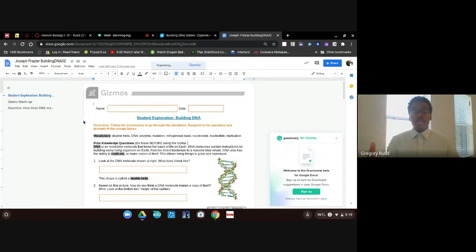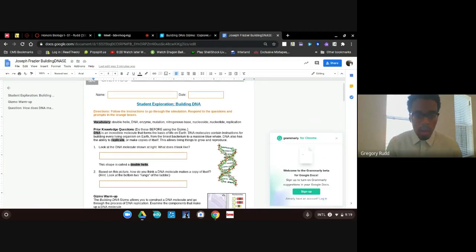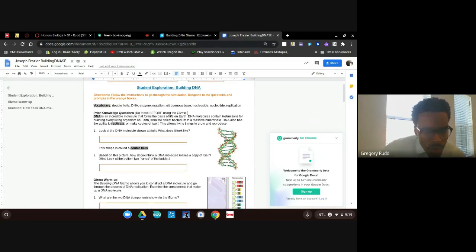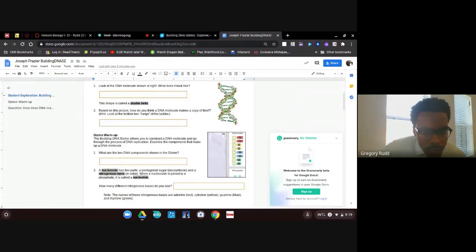Okay, so this is exactly how you would walk through doing the assignment. Now that Joseph has made his own copy of the student exploration sheet, he can type into it, and all of the directions to actually work the gizmo are right there in the worksheet. So for example, scroll down just a little bit, Joseph. Okay. Let me see. I'm trying to look for a specific part of the worksheet.